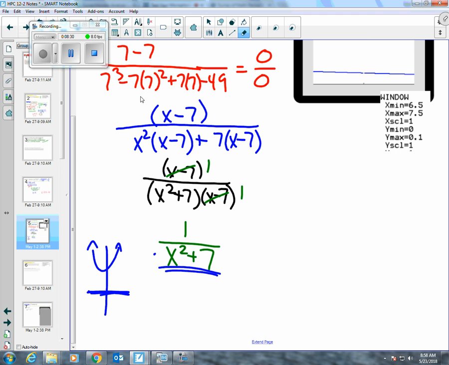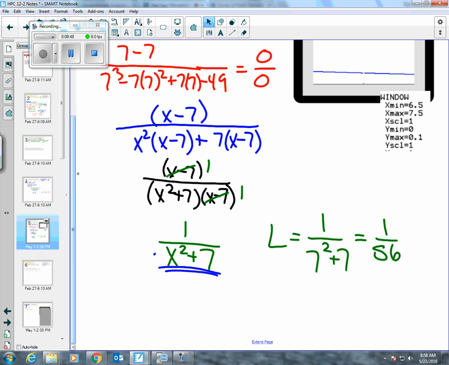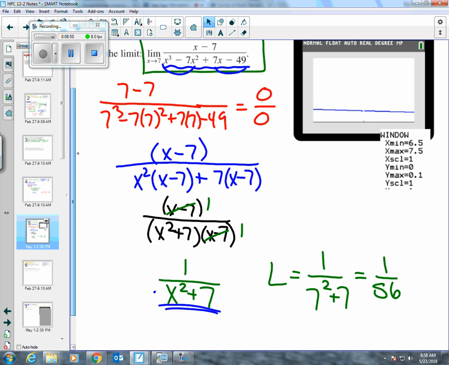So the only excluded value, if I think about the domain of this function, the only issue that I had was at 7. So now that I've removed that discontinuity, I can calculate the limit. So it would be 1 over 7 squared plus 7, which would be 1 over 56. Now that would be a really hard number to trace on your calculator, right? To try to figure it out by graphing and tracing.